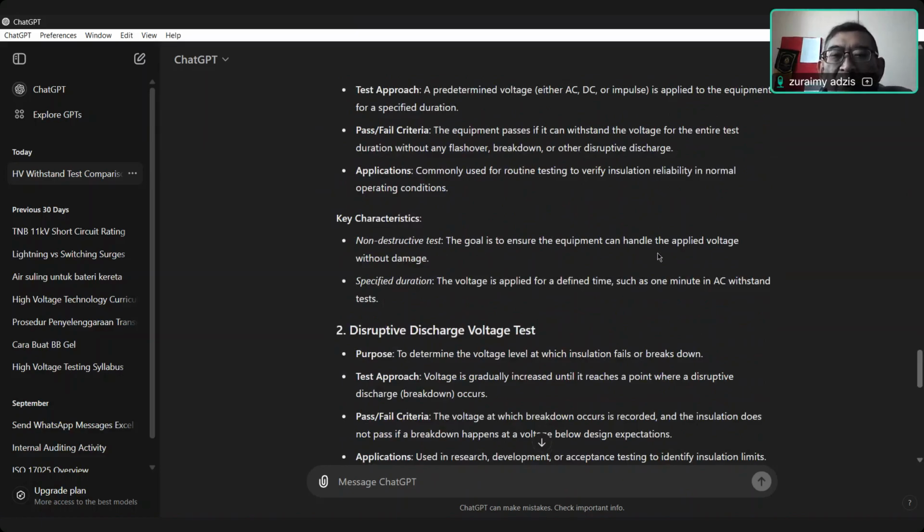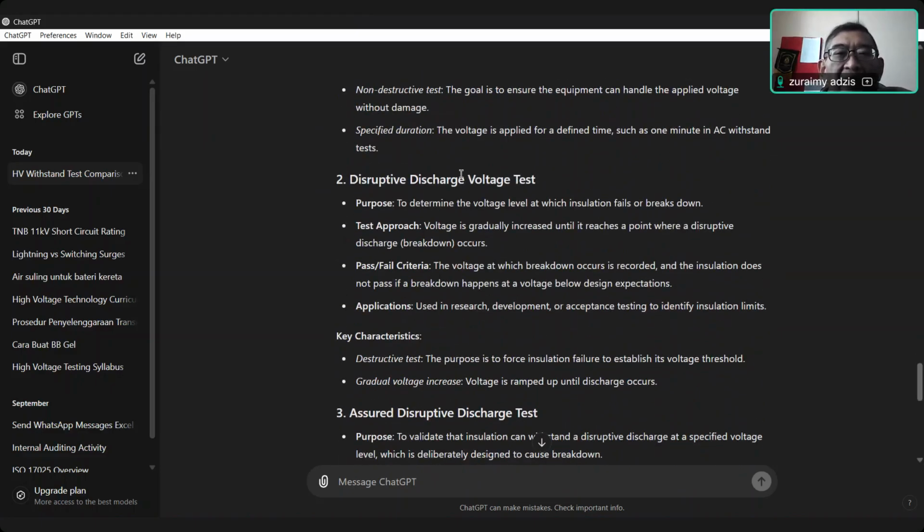The goal is to ensure the equipment can handle the applied voltage without damage, for a specified duration, usually 1 minute. Now, disruptive discharge voltage test. What's the purpose? To determine the voltage level at which insulation breaks down. The approach: voltage is increased gradually until it reaches a point where a disruptive discharge breakdown occurs.